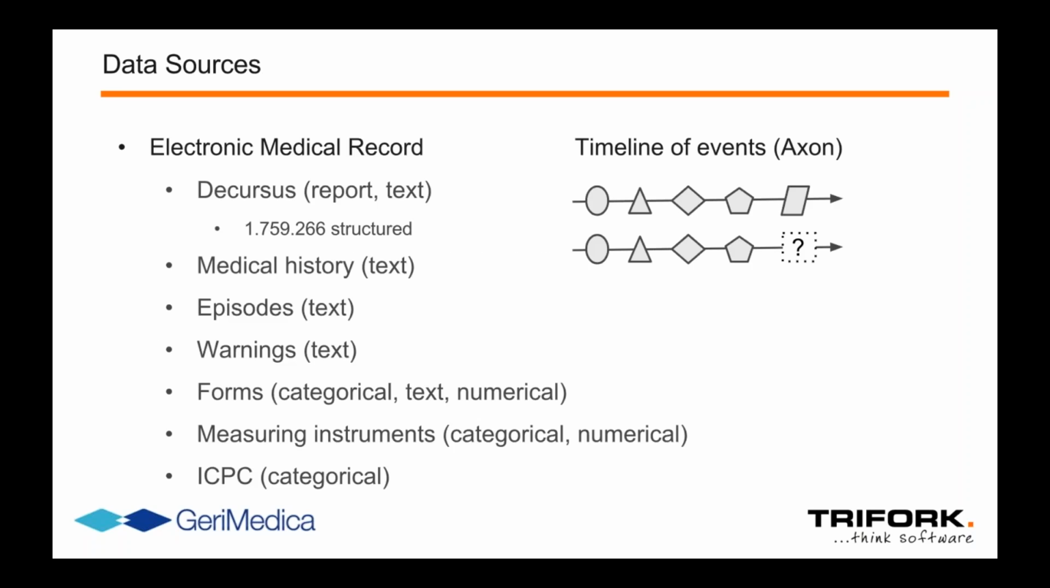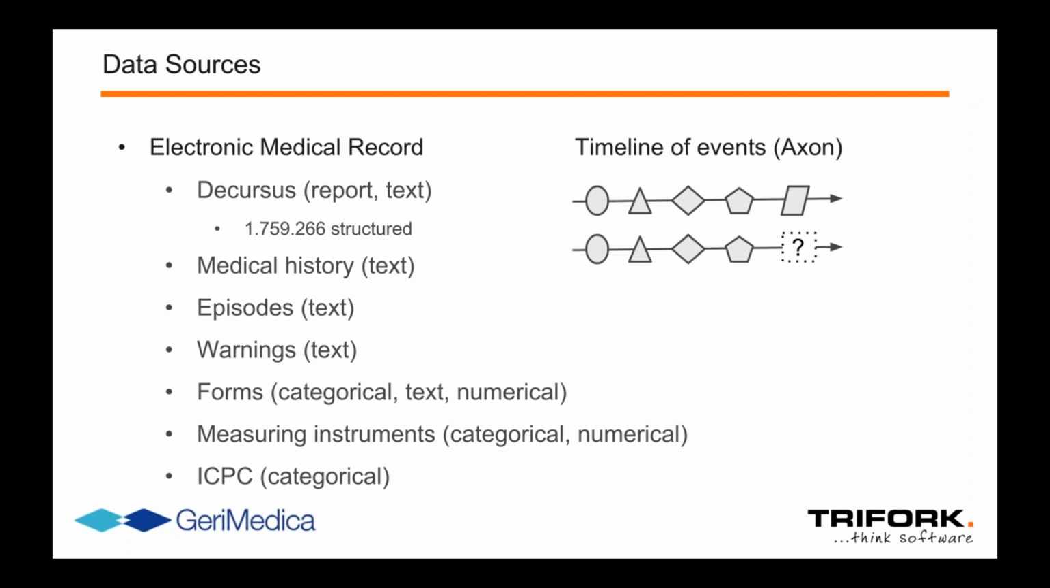So what kind of data sources did we have? First of all, it's an electronic medical record, and we had about 2 million individual reports of doctor-patient interactions, and we had some medical history, some episodes, warnings, forms, measuring instruments, and some more categorical data. And you see that there's a lot of different kinds of data in there: categorical data, numerical data, and textual data. So we need some way to model that into a single form that we can do something with.